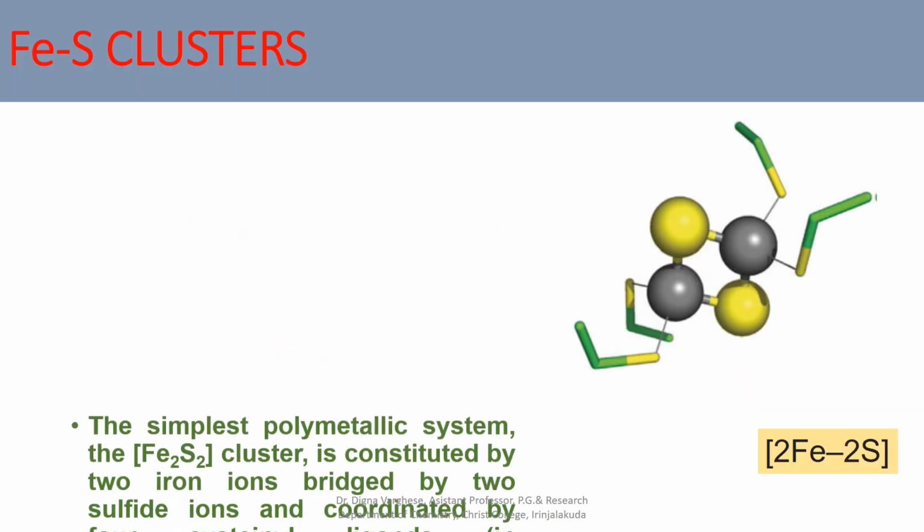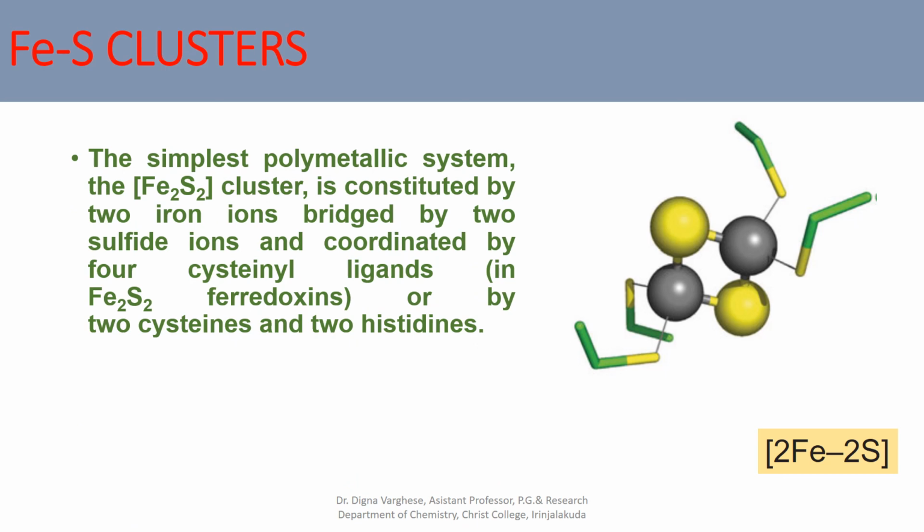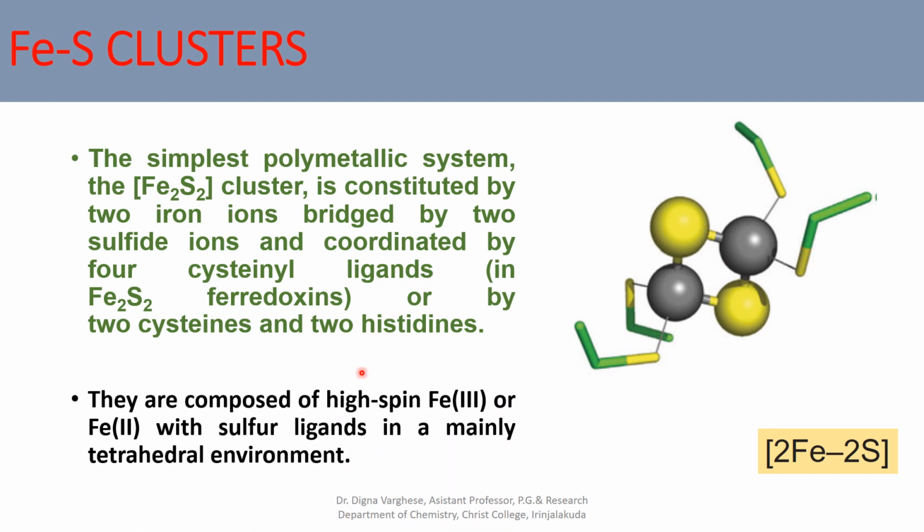Iron-sulfur clusters. The simplest polymetallic system, the Fe2S2 cluster, is constituted by 2 iron ions bridged by 2 sulfide ions and is coordinated by 4 cysteine ligands in Fe2S2 ferredoxins, or by 2 cysteines and 2 histidines in some other proteins. They are composed of high-spin iron(III) or iron(II) with sulfur ligands in a mainly tetrahedral environment.